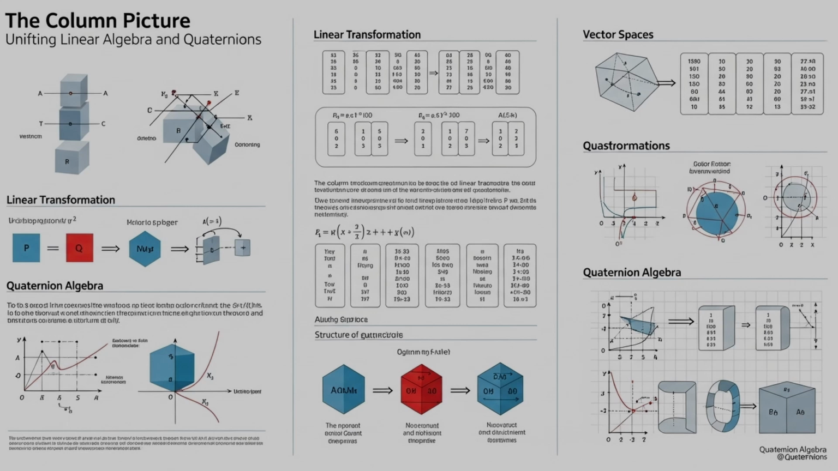Right, the weighted sum we talked about. It directly shows you how the components of the input vector x act as weights to combine the columns of A to form the output. It reveals the structure of the transformation. Unlike the row picture. Yeah, the row picture involves calculating dot products for each row.